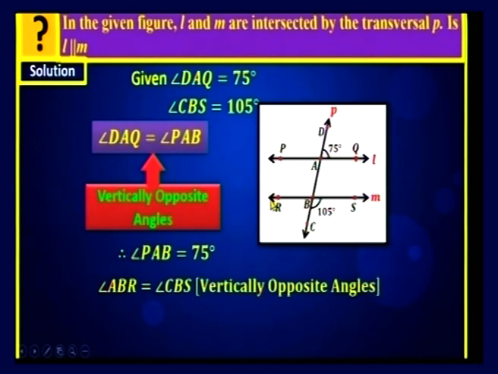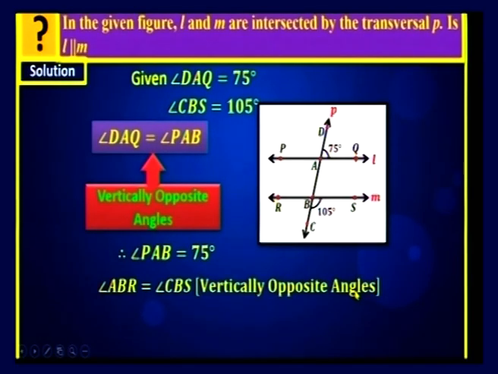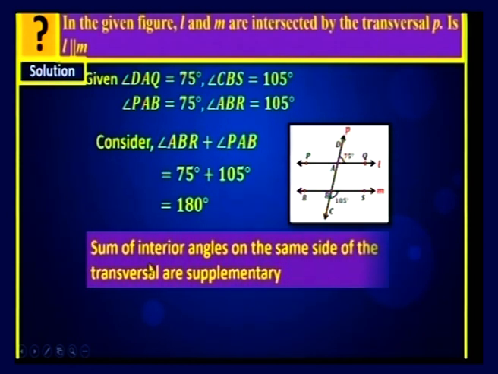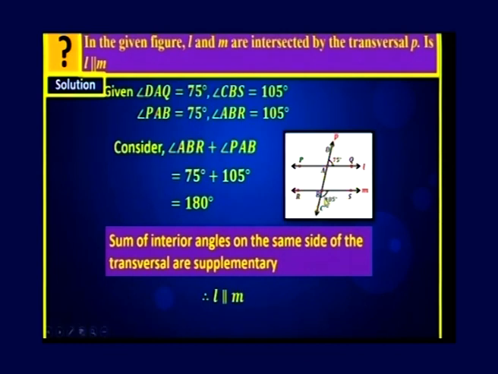Even angle ABR and angle CBS are equal because they also form vertically opposite angles. Hence, the value of angle ABR is 105 degrees as angle CBS is also 105 degrees. Now let us add these two angles, that is angle ABR and angle PAB. Now these two angles are angles on the same side of the transversal. Now that is 75 degrees plus 105 degrees. We get 180 degrees. So children, we got the sum of interior angles on the same side of the transversal as supplementary, which means I can say these two lines L and M are parallel to each other.